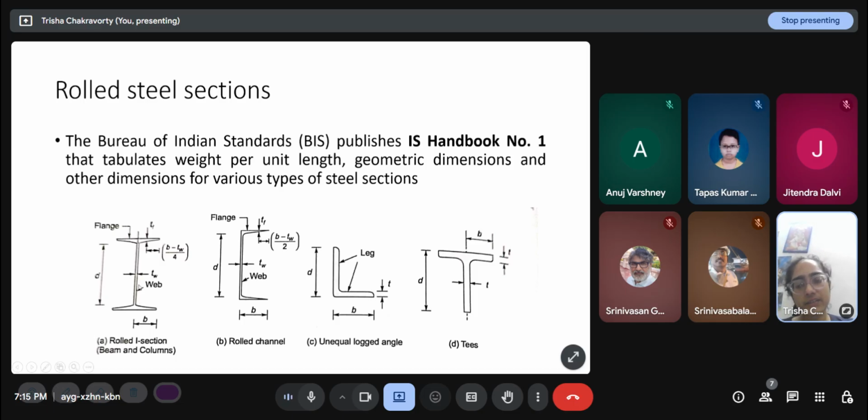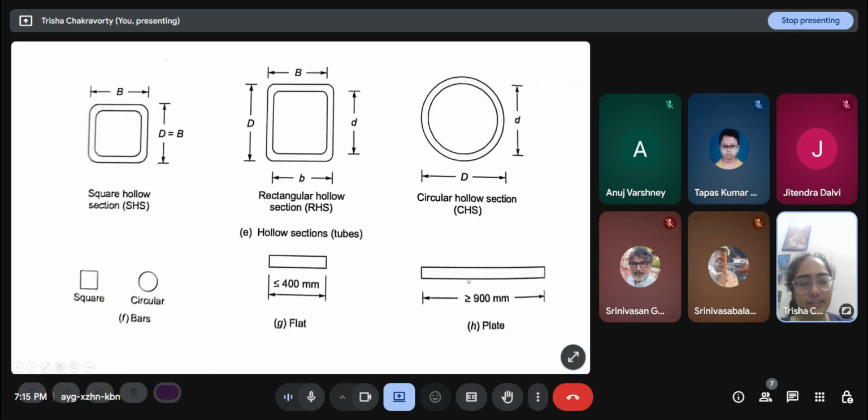This is a rolled I section or a joist. This is a rolled channel or C section. This is an angle. The two lengths might be equal or unequal. This is a T section. These are hollow sections, square, rectangle, and circle. These are solid sections. These are bars, flats, and plates. The square and circular dimensions look like concrete columns maybe, or concrete beams, but in concrete the dimensions are almost an order of magnitude higher.